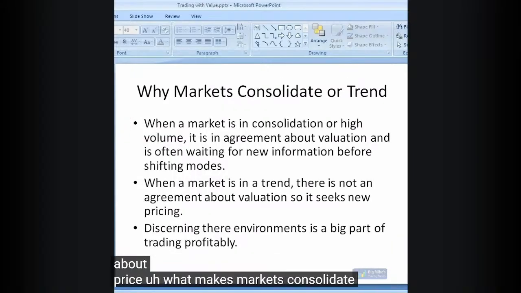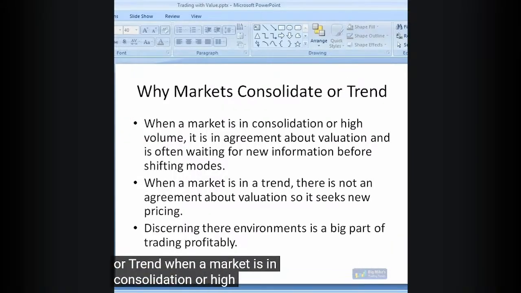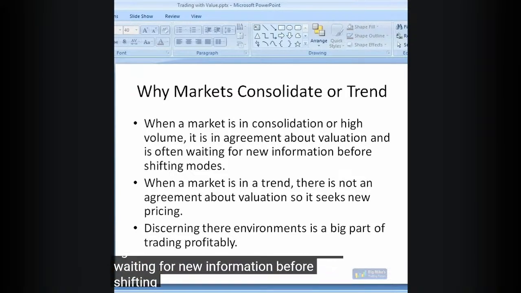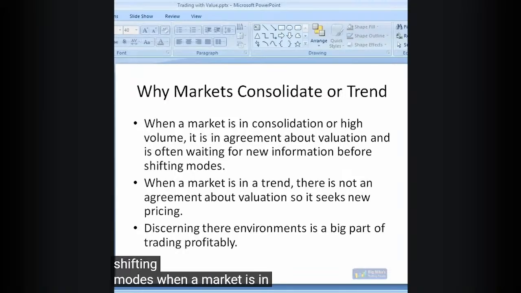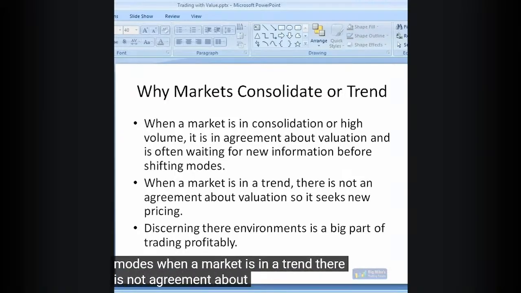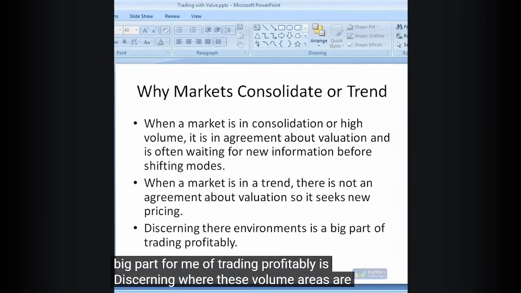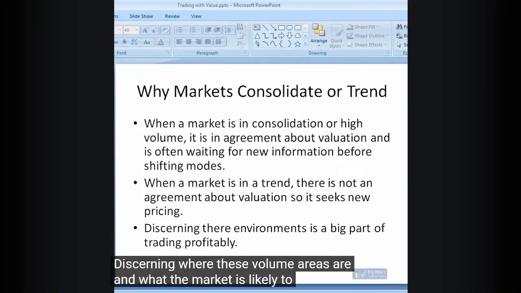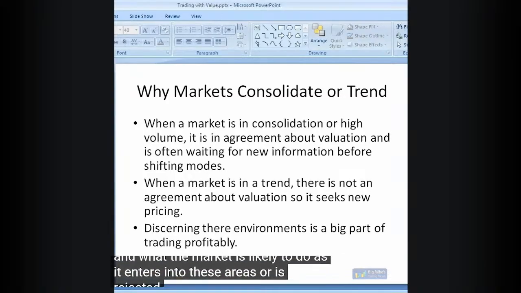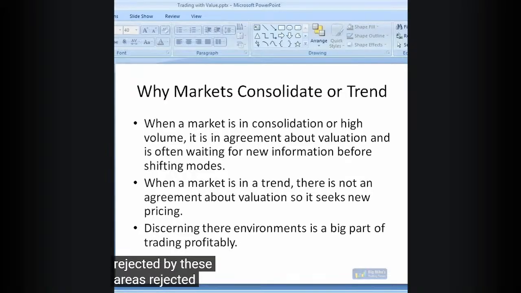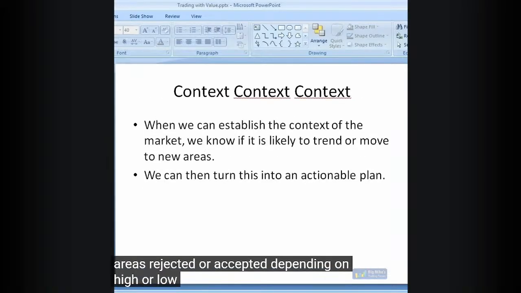What makes markets consolidate or trend? When a market is in consolidation or high volume, it's in agreement about valuation and is often waiting for new information before shifting modes. When a market is in a trend, there is not agreement about valuation, so it seeks new pricing and new value. And so discerning these environments is a big part for me of trading profitably: discerning where these volume areas are and what the market is likely to do as it enters into these areas or is rejected by these areas. Rejected or accepted, depending on high or low volume.